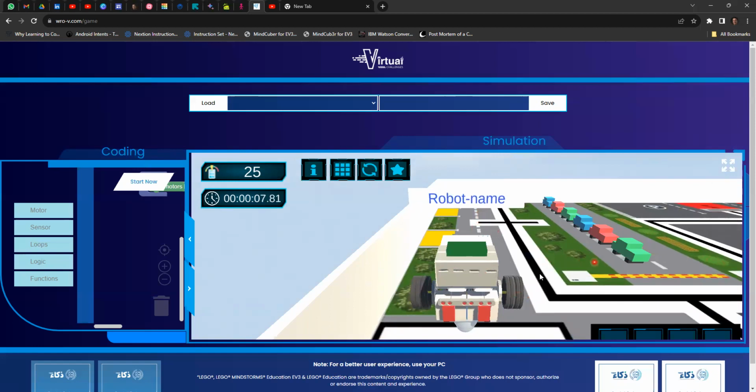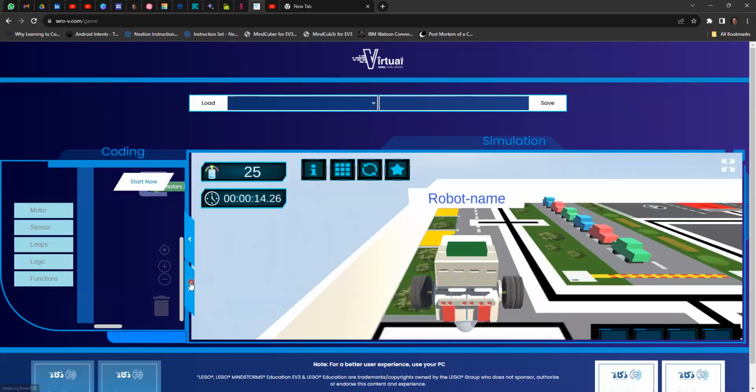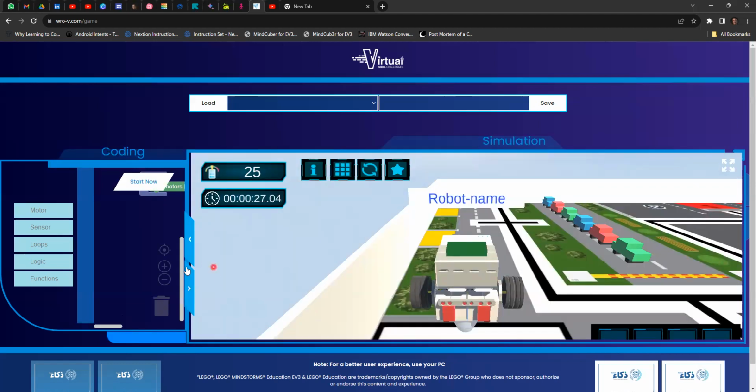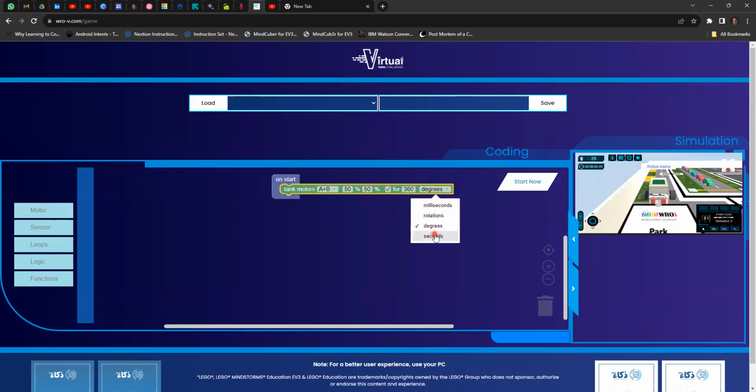The robot goes for 360 degrees and then it stopped, which is 1 rotation. So it didn't go anywhere, right? So in that case, I would like to increase them. I've expanded this now. We will change from degrees to seconds or rotations.